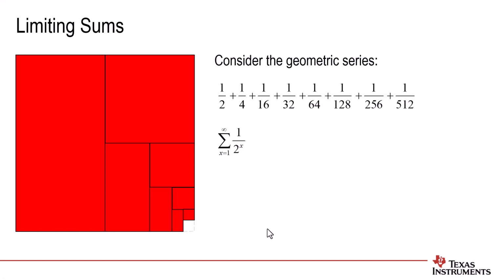So what we're looking at here is the sum of the numbers from x equals 1 to infinity of 1 over 2 to the power of x, because that's 2 to the 1, 2 to the 2, 2 to the 3, 2 to the 4, 2 to the 5, and so on. Can we do that on the calculator? Well, let's have a look.